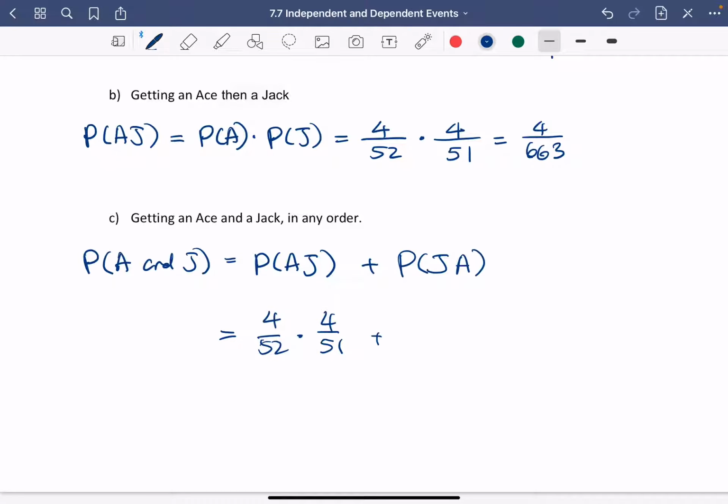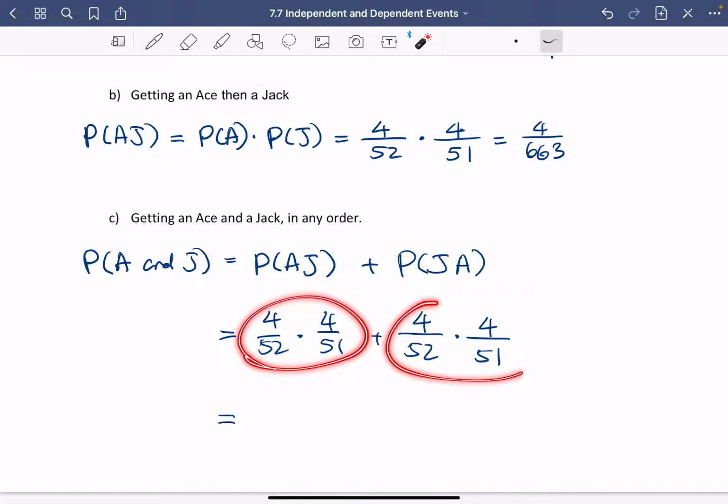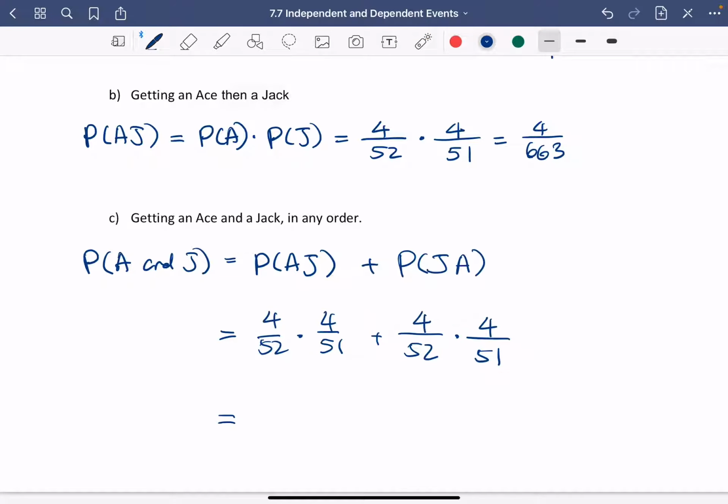Now, what is the probability of getting a jack first and then an ace? To get a jack, with 4 jacks in total out of 52 cards. And then an ace, we have 4 aces in total, but after you pick the first jack, you only have 51 cards in the deck. And so if you add these two, they're actually the same probability, right? So if you add these two, you get 8 over 663.